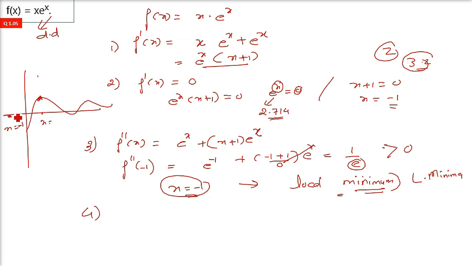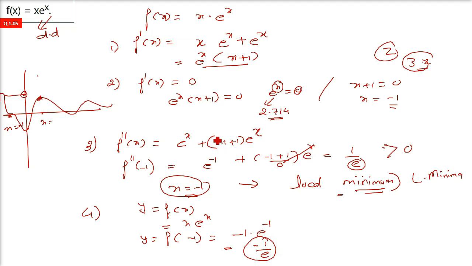When we have on the left hand side this x equals negative 1, this is x, and you are going to get y out of it. That y value will be found by putting x equals minus 1 in the original equation, which is y equals x e raised x. Now replace this x by negative 1. You get minus 1 into e raised minus 1, that is minus 1 by e. This is the final value.